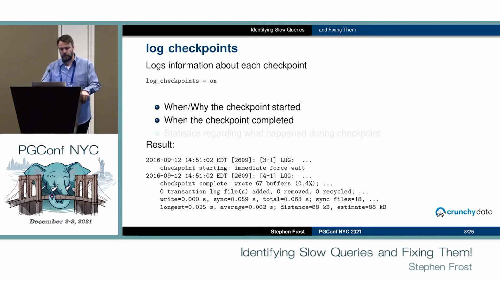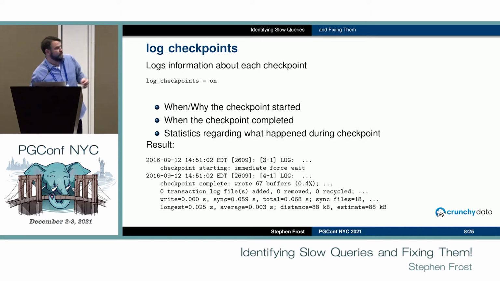So I find it very helpful to log information about checkpoints, and that's just log_checkpoints on. This is going to tell you when and why the checkpoint started, when it completed, and a bunch of really useful statistics about the checkpoint itself. In particular, here you can see we have an immediate force wait checkpoint. This happened when you do something like a create database. If somebody does a create database and it does a forced immediate wait checkpoint, that's going to create a huge I/O spike on your system, and maybe a cause for why queries, particularly writing queries, ended up being a little bit slower. And so that's something that can be really relevant.